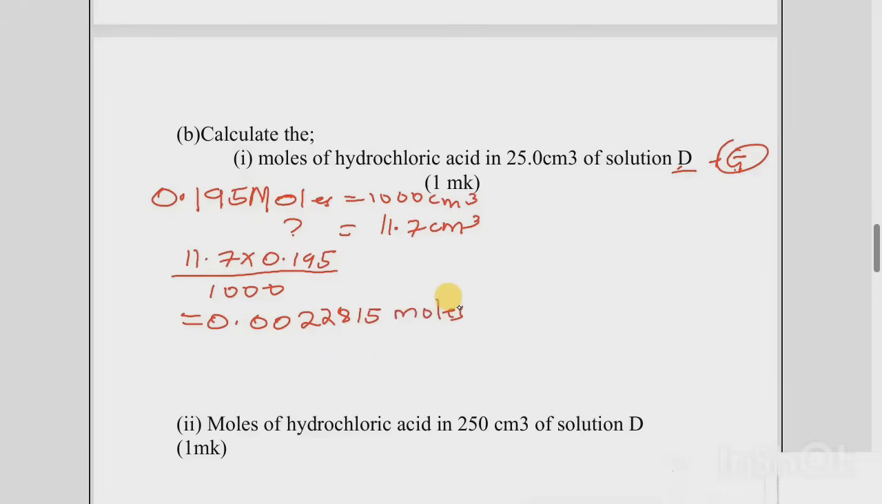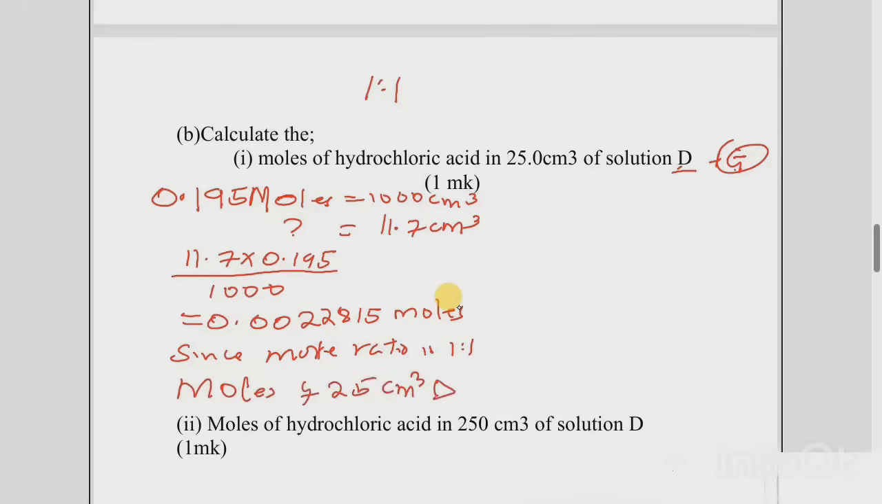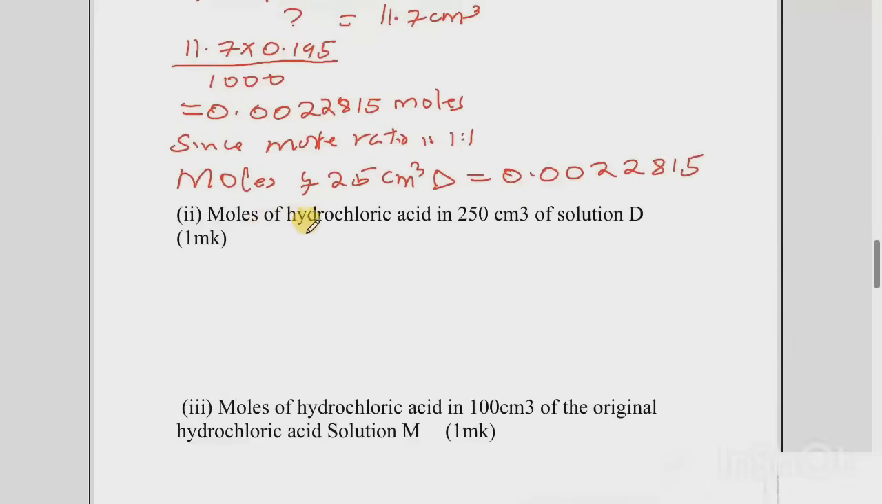But we know the ratio when sodium hydroxide is reacting with HCl is 1 to 1. So since the mole ratio is 1 to 1, it means that the moles in the 25 cm³ of solution D that reacted with 11.7 cm³ of G is the same, 0.0022815, because the ratio is 1 to 1. Next, the number of moles of hydrochloric acid in 250 cm³ of solution D. Do you know the reason why we are asking you to find it in 250 cm³ of solution D? You will know why.